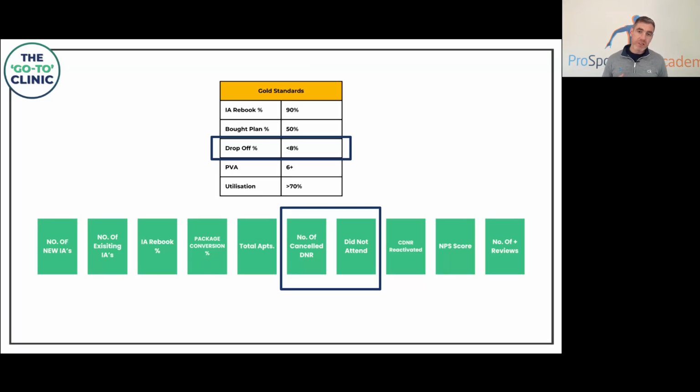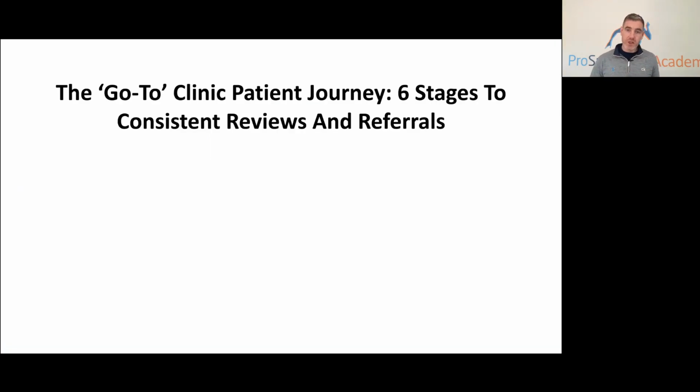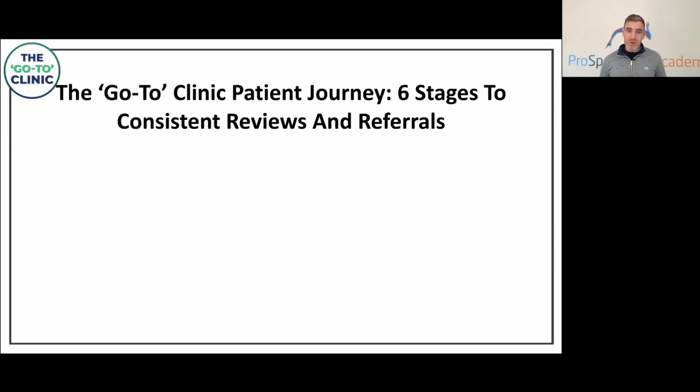So what we're interested in changing is, if we want to change this drop-off percentage, we need to change the inputs. And that's where we use our 6 stages of the Go-To Clinic patient journey to understand where's the problem, where's the patient dropping off, and at what stage was that patient when they dropped off, because very often the stage before that, they didn't truly go through that stage.